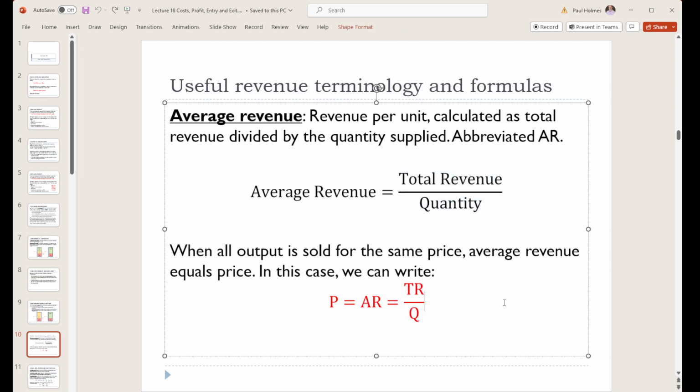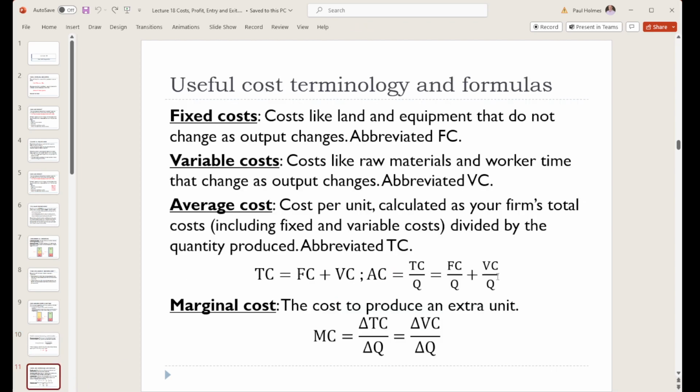You'll often see these things abbreviated, and so here are the abbreviations for revenue. Next, we'll have a look at costs.